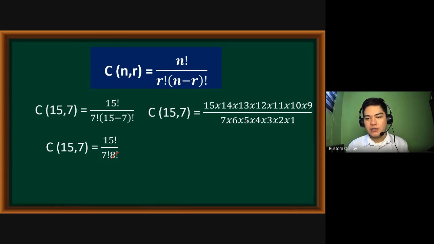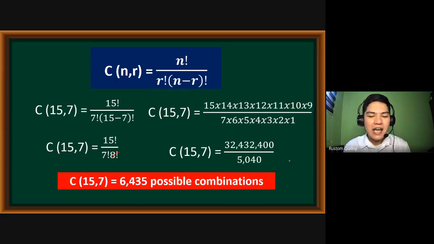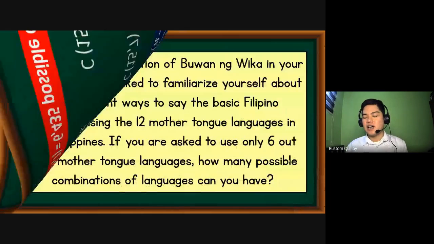Yung 7, yung in-expand ko, ito po yan. So by multiplying these numbers, we arrive with 32,432,400 divided by 5,040. So dividing these two numbers, we have 6,435 possible combinations. So tama yung sagot ni Aya na 6,435 possible combinations. Okay? So now it's your turn sa papel ulit.